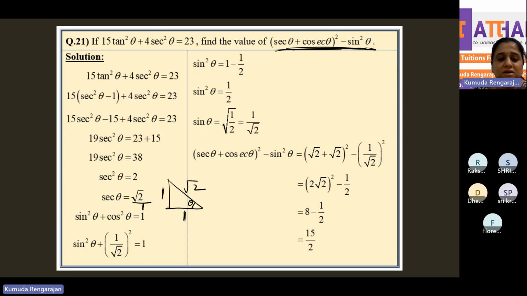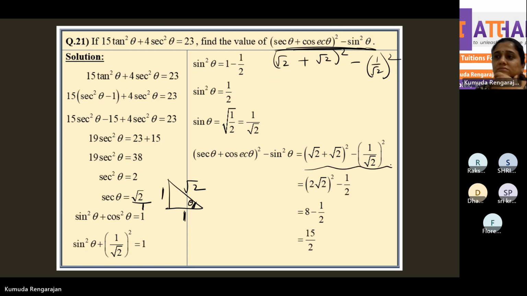So what is secant theta? Secant is already known. So root 2 by 1 plus cosecant, hypotenuse by opposite. Hypotenuse root 2 by opposite is 1. So root 2 plus root 2, the whole square, minus sine square theta, opposite by hypotenuse, 1 by root 2, the whole square. Because it's sine square theta, it will be 1 by root 2, the whole square. So that's what we have here.